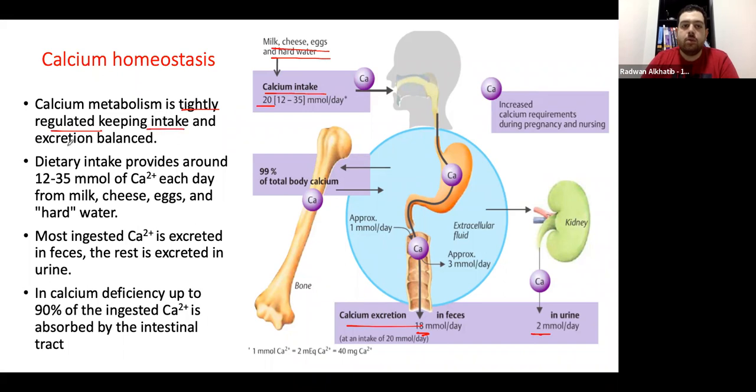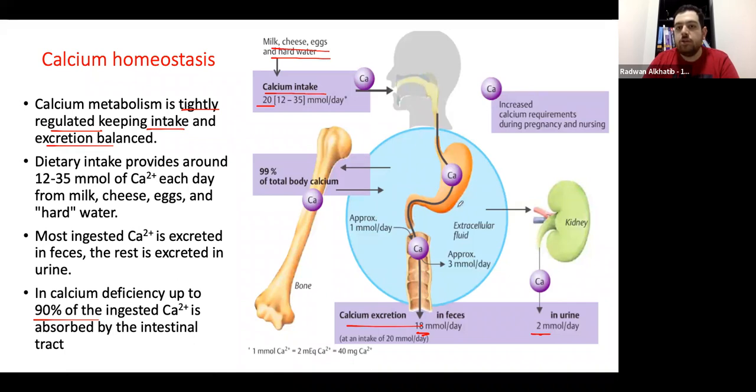The intake is equal to the excretions. The dietary intake, these are the sources of calcium. It's excreted in the feces and in the urine. However, sometimes when we have calcium deficiency due to any cause, the intestine has the ability to absorb 90% of the calcium that we eat.